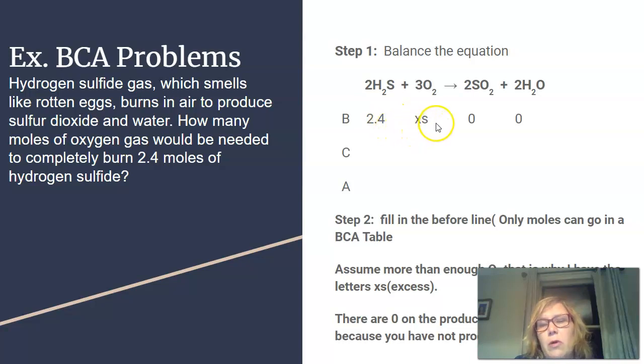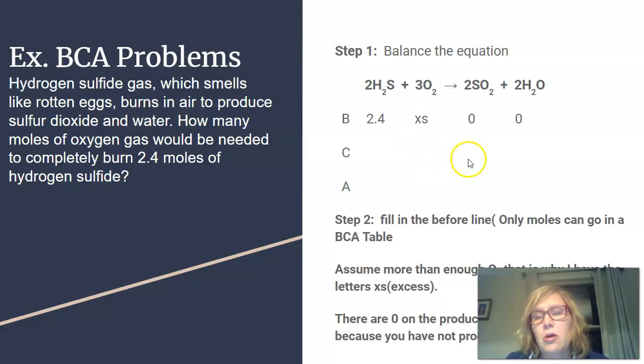Now, you're wondering, what does this XS mean? Well, if you're not given the other reactant amount, you need to put XS down. And what does that mean? It means that you assume you have more than enough O2. That's why I wrote the letters XS for excess. You have excessive O2, which makes sense. When you're burning something out in the open, you should have plenty of O2.